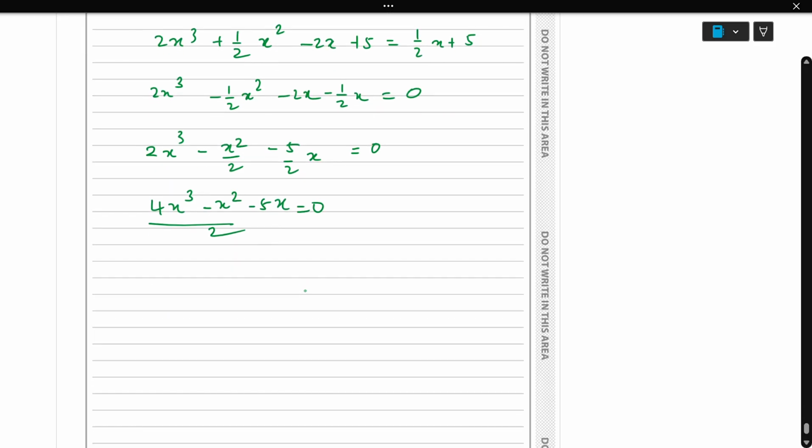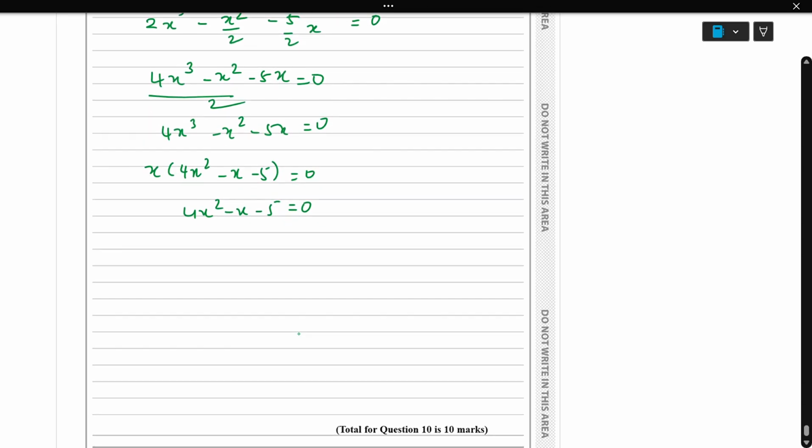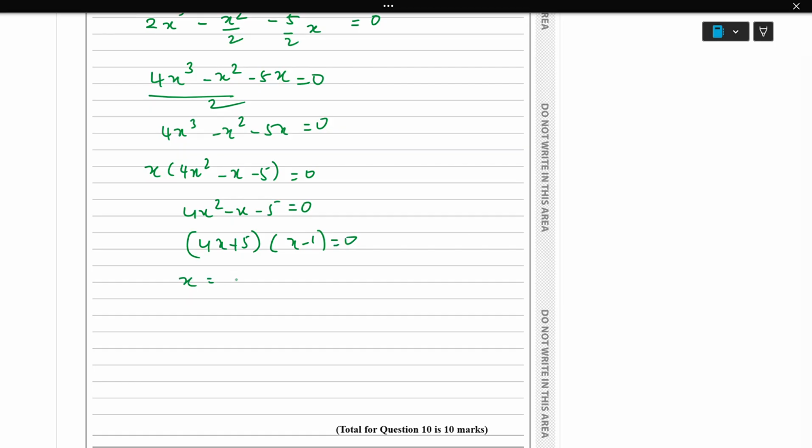Now bring the 2 to the other side, it will become 0. So it becomes 4x cube plus x square minus 5x equal to 0. So x into 4x square plus x minus 5 equal to 0. So x is also 0. So 4x square plus x minus 5 equal to 0. Then next, we'll get here 4x plus 5 into x minus 1 equal to 0. So x equal to minus 5 by 4, and x equal to 1.